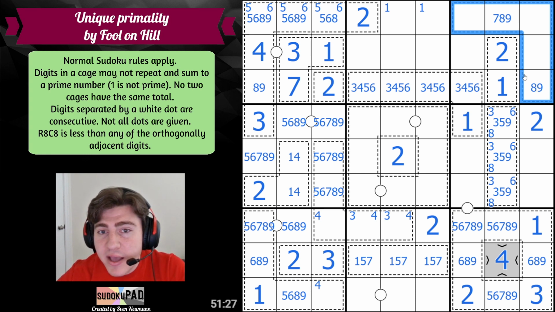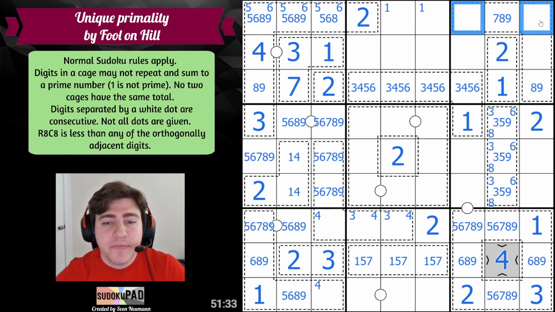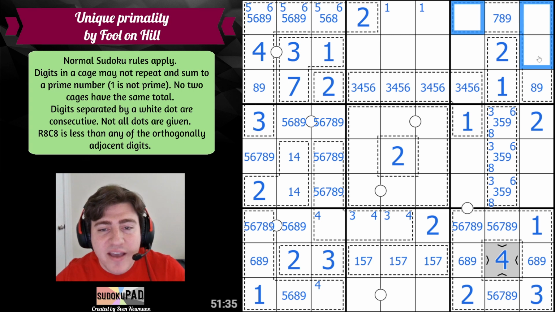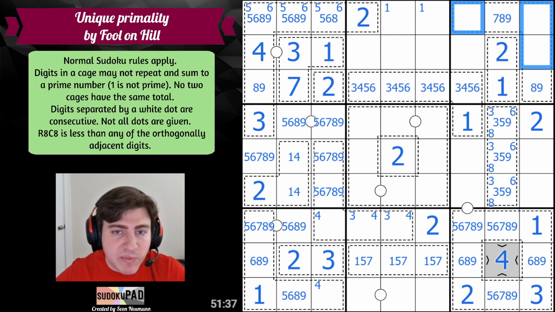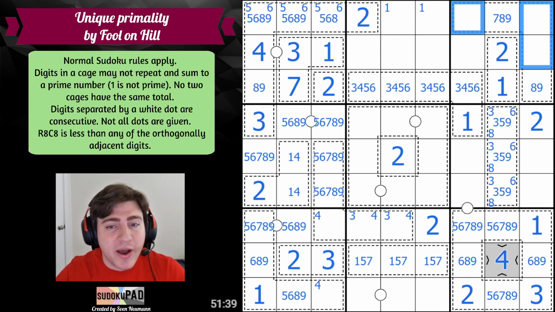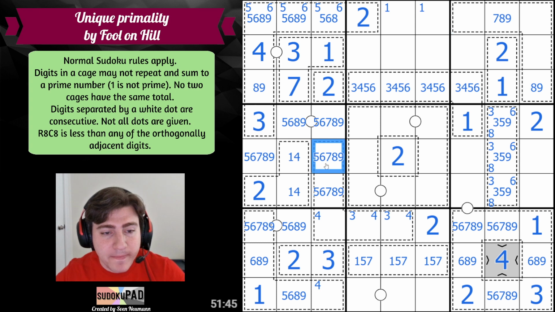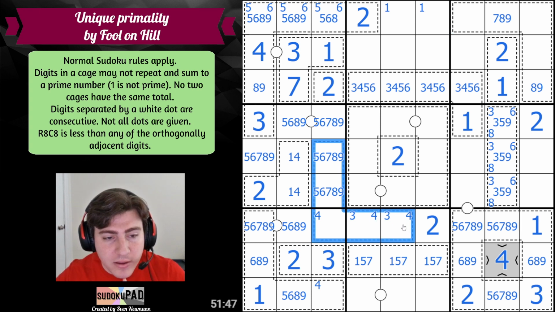If we minimize 3, 4, 5, 7, 8, that's the minimum we can do. 3, 4, 5 is 12. 7, 8 is 15. That's 27. This can never be 23. This can never be 23, I think. Let me double check to make sure.